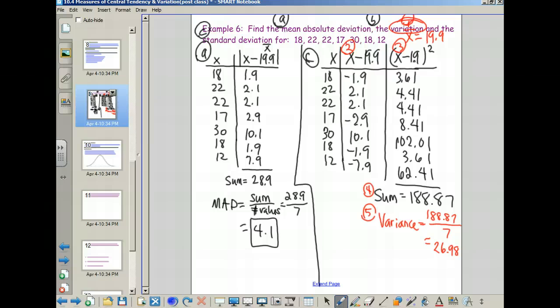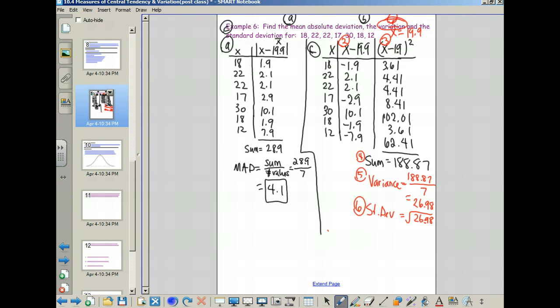And then number 6 is actually the standard deviation. Number 6 says, what do I do as my last step? I take the square root. So this should be the square root of 26.98. And what is the square root of 26.98?